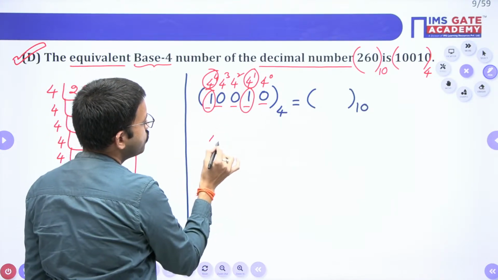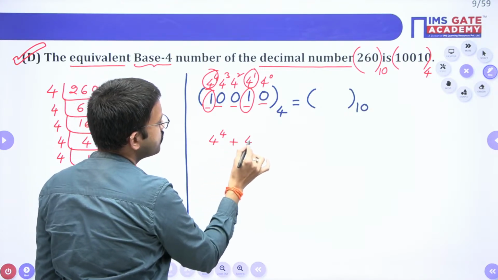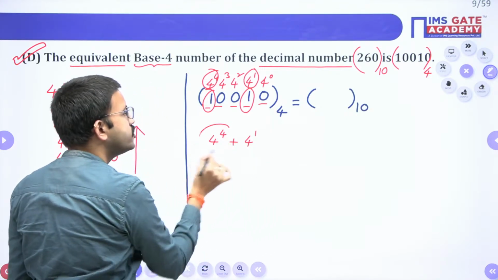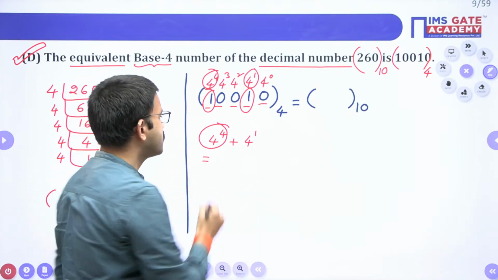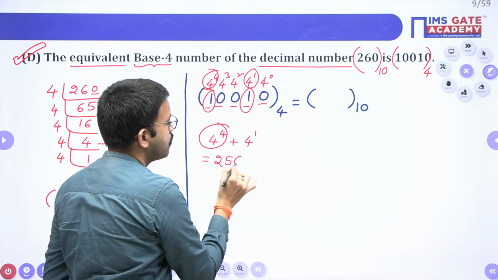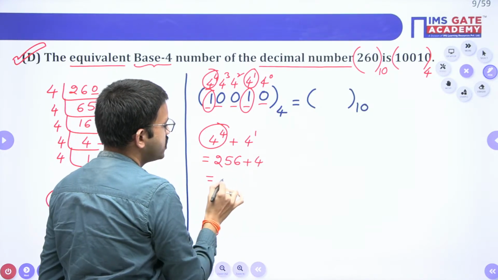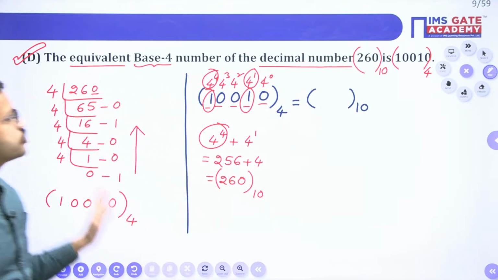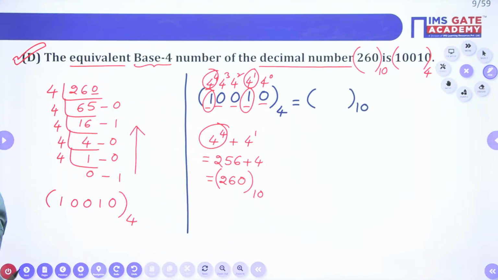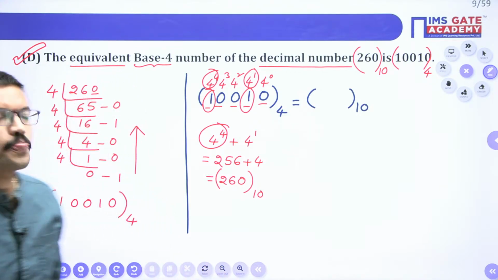So 4 power 4 plus 4 power 1. 4 power 4 you can write as 4 square into 4 square. That means 16 into 16, which is nothing but 256 plus 4. So which is nothing but 260. Yes, we are getting the same number, 260. So in this way you can do the conversions. Yes, very good Sandeep.